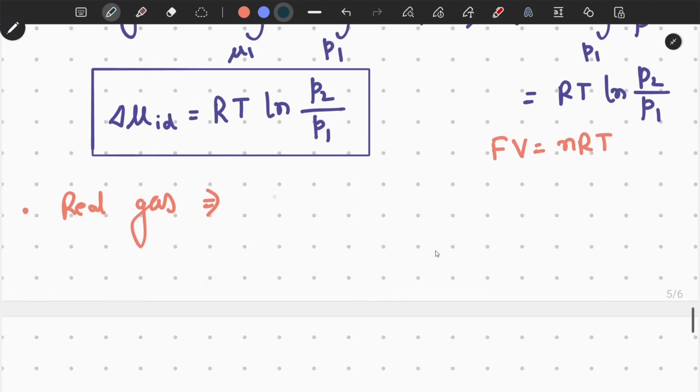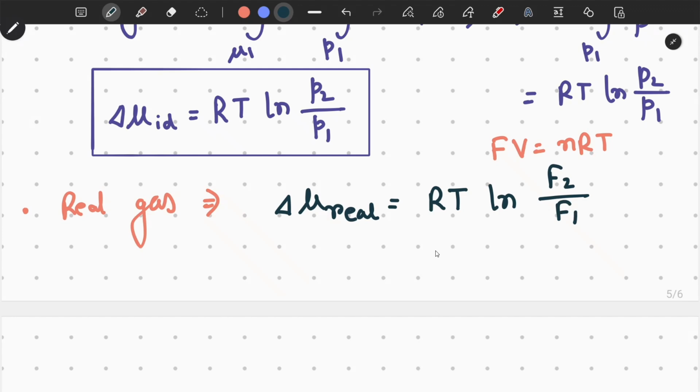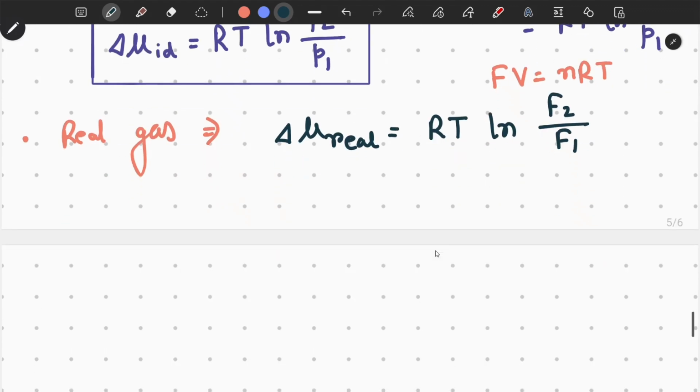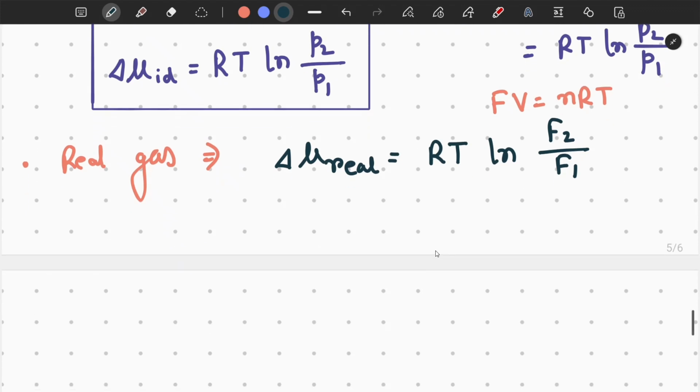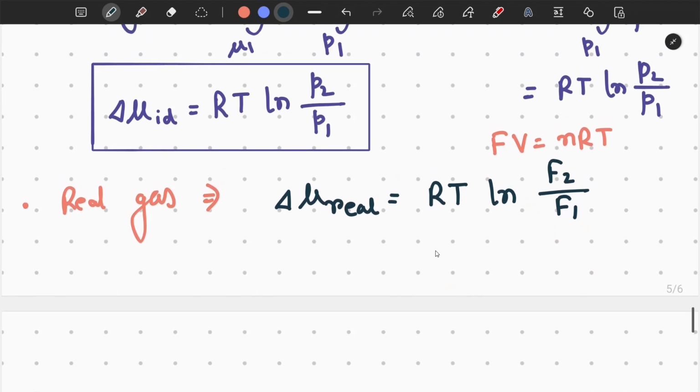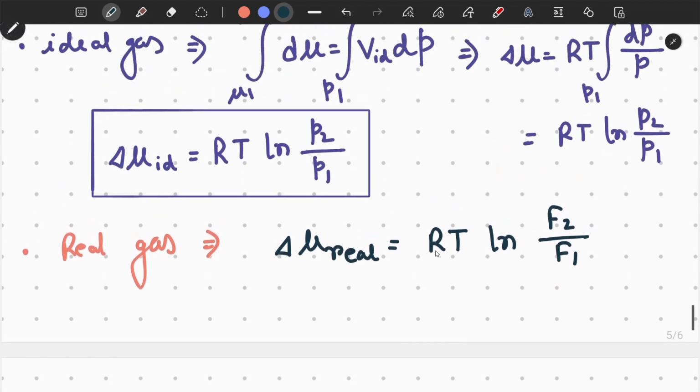So for real gas, you can write delta mu real as RT ln f2 by f1. Is it clear? It's direct. Phi will be the same because the gas is the same. Phi is the same for the same gas. Phi totally depends on the characteristics of the gas.